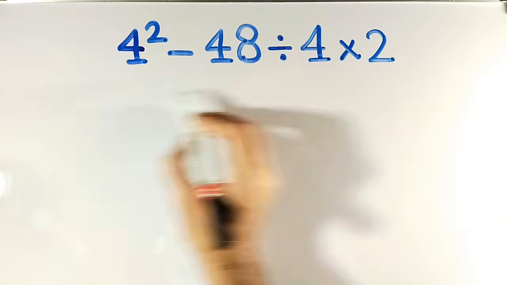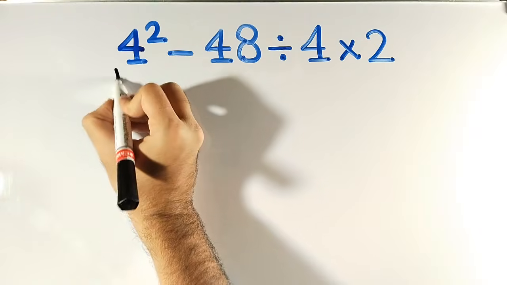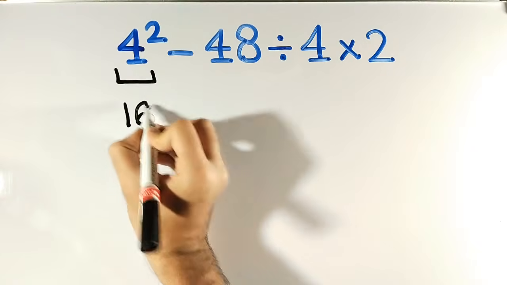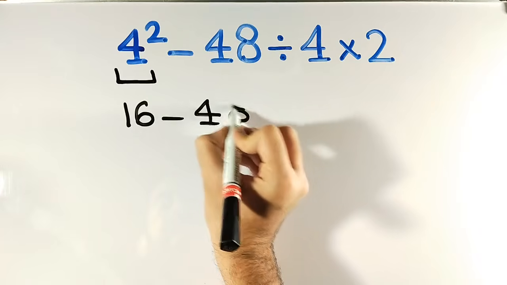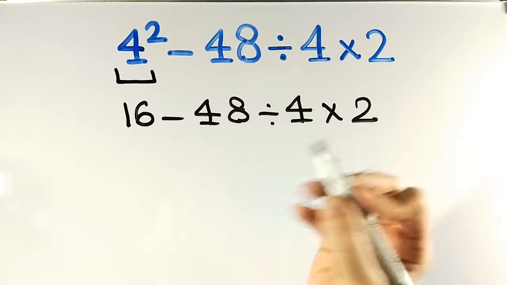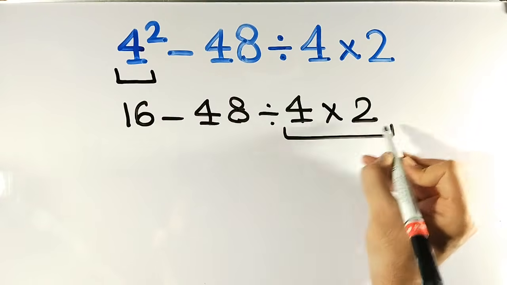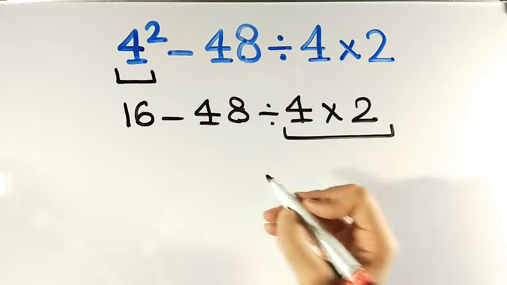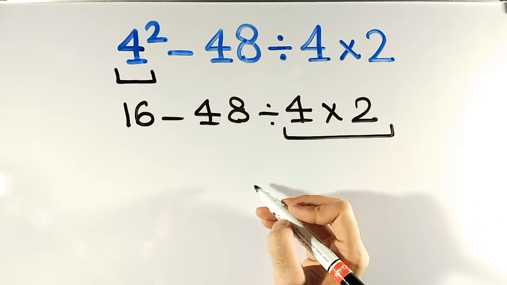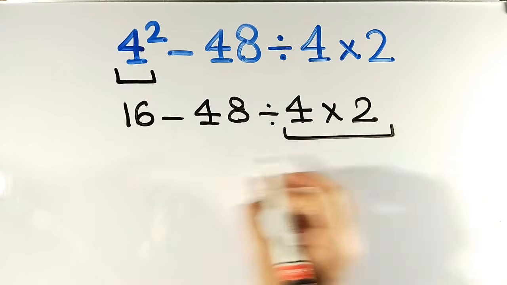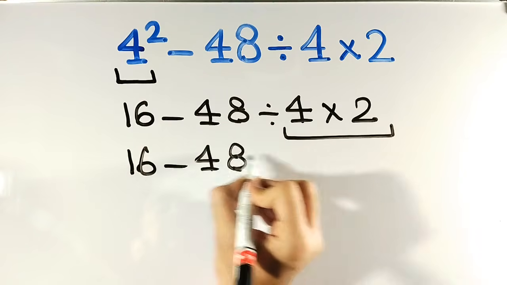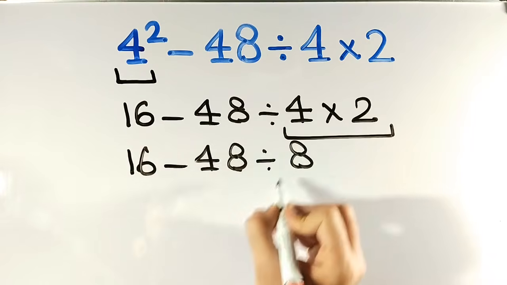Also, some other people, when solving this question, again go straight to the exponent. And instead of this expression, they write 16 minus 48 divided by 4 multiplied by 2. And the next step, they go for the multiplication between 4 and 2, because they think multiplication has a higher priority than division. So, instead of this expression, they write 16 minus 48 divided by 8.